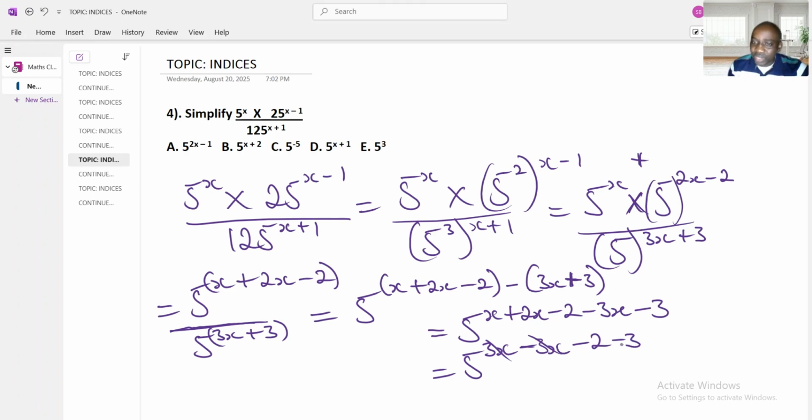You are owing 2 naira before, and you are owing 3 naira again. The total of what you are going to be owing will be minus 5. So 5 raised to power minus 5. Therefore, our final answer is 5 raised to power minus 5. Do we have this from the options? Yes. Our final answer is C, which is this C.